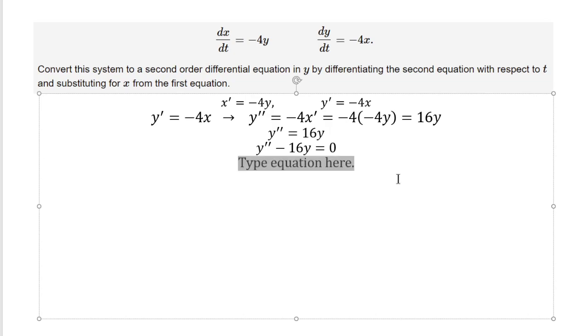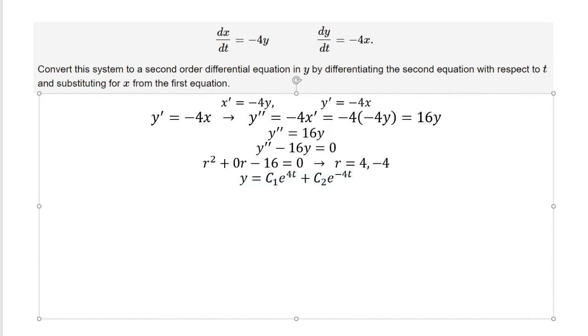And then write the characteristic equation, which is r squared. There's no y prime, so there's 0r. And then plus 16 equals 0. Whose solution is r equals 4i and negative 4i. And this means y is equal to c1 e to the 4t plus c2 e to the negative 4t.